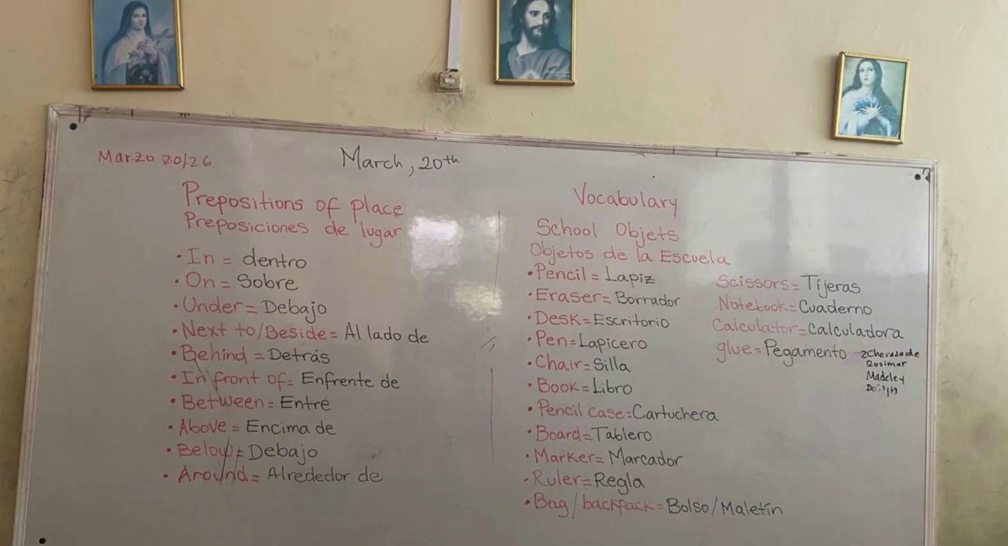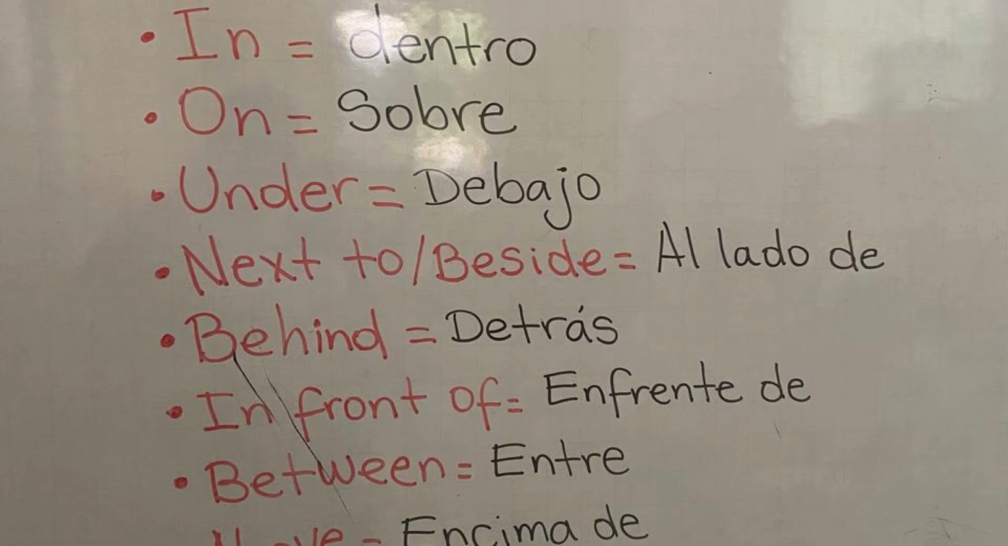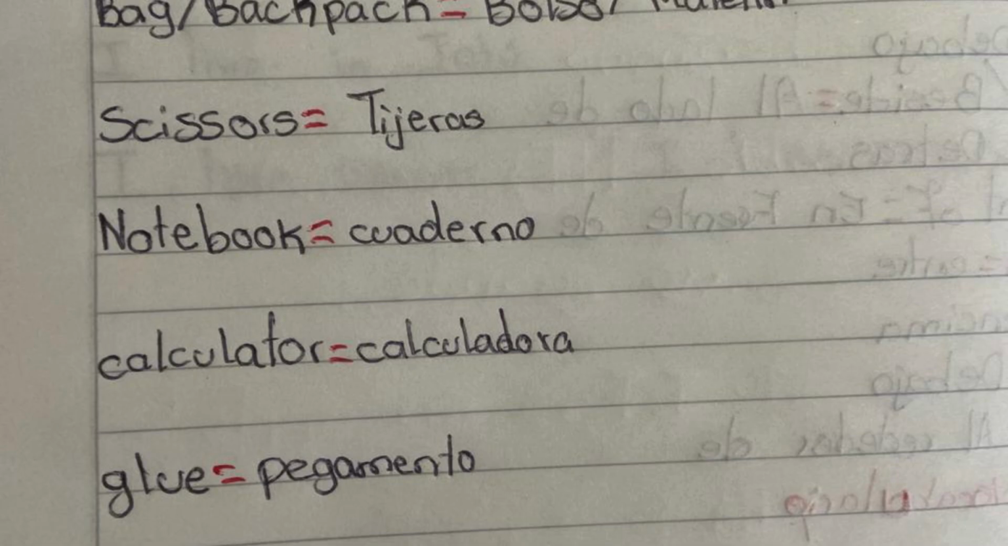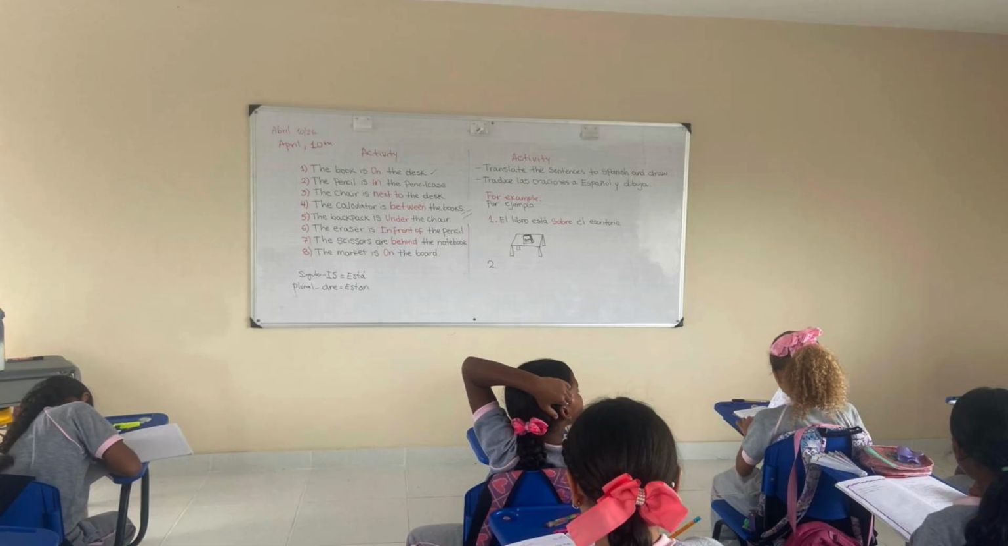Prepositions of place, 30 minutes. A list of prepositions of place in English and Spanish is written on the board for the students to copy into their notebooks. Again, the teacher reads the list aloud and the students repeat after the teacher to practice pronunciation. Finally, they place the school objects they have already learned in the places written on the board.